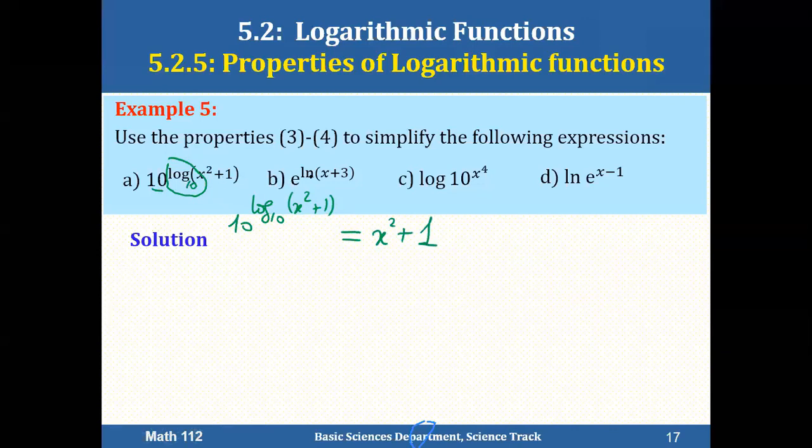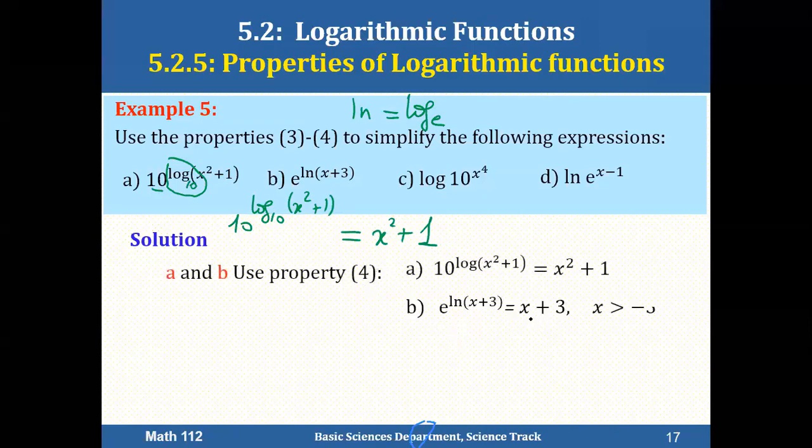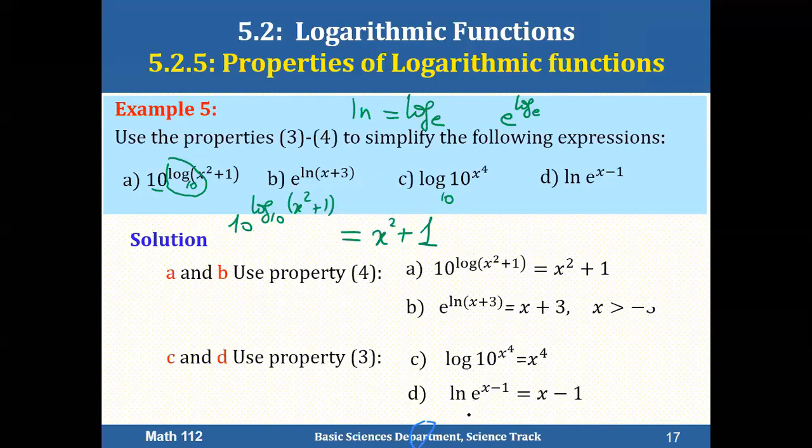This one is e to the ln. What did we say about ln? It is log base e. So this is directly x plus 3, because we have e to the log base e, which is the identity. Okay, log base 10 of 10 to the x4 is the same, it gives us the identity x4. ln of e to the power is the same. If we compose them we get the identity, so directly x minus 1.